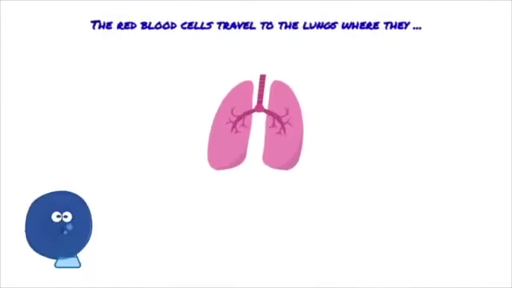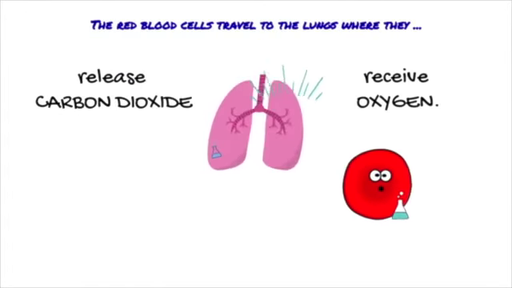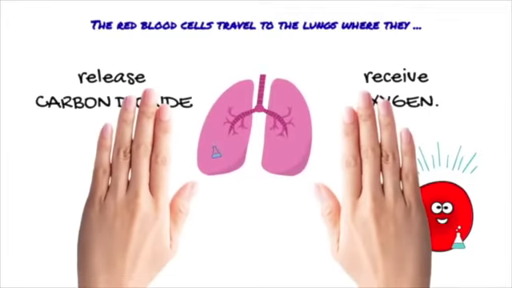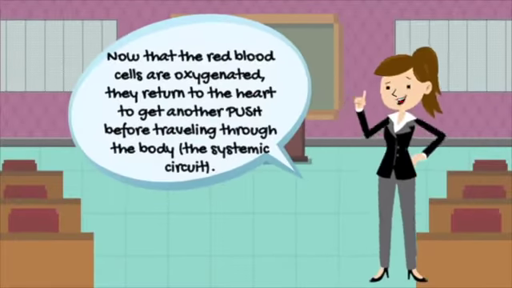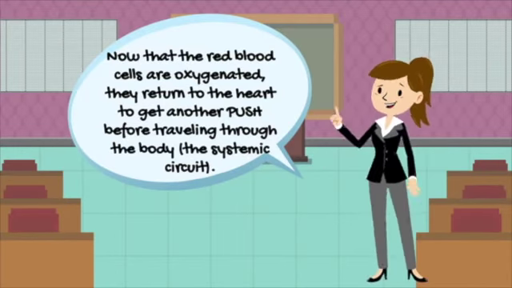The red blood cells travel to the lungs where they release carbon dioxide and pick up oxygen. Now that the red blood cells are oxygenated, they return to the heart to get another push before traveling through the body in the systemic circuit.